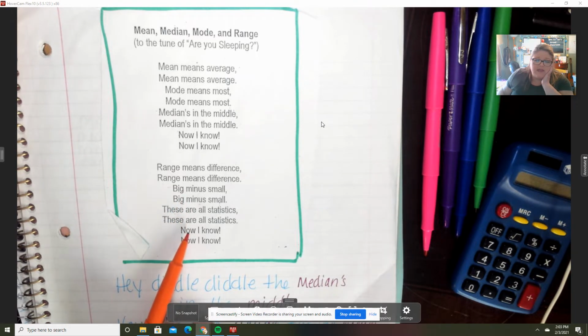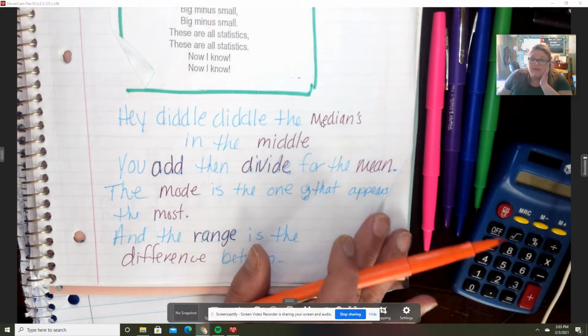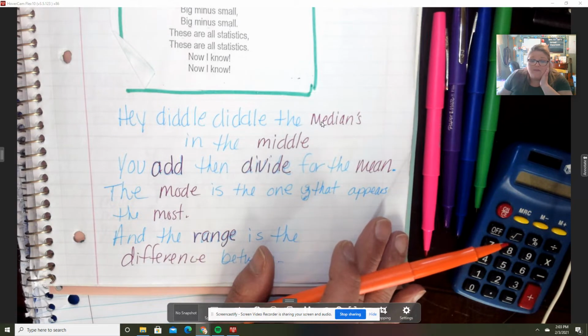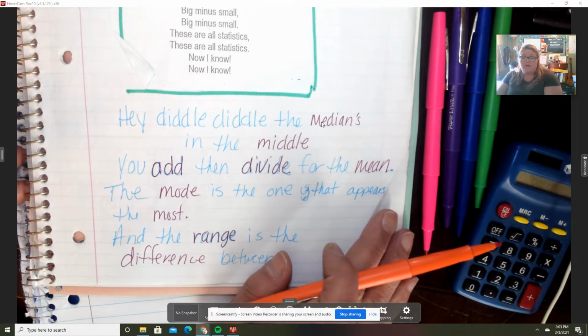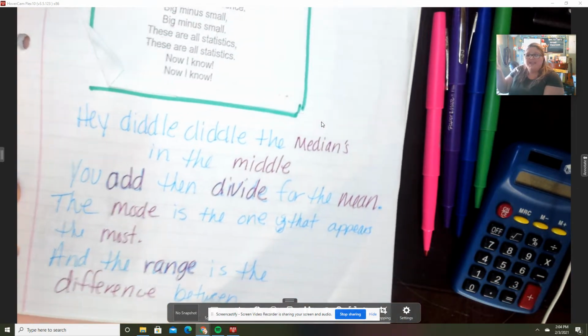So let's go on and just do that. So you have your handy dandy calculator, and then you're going to put these numbers in there. 7 plus 11 plus 11 plus 12 plus 13 plus 14 plus 23. Okay, so I get 91.